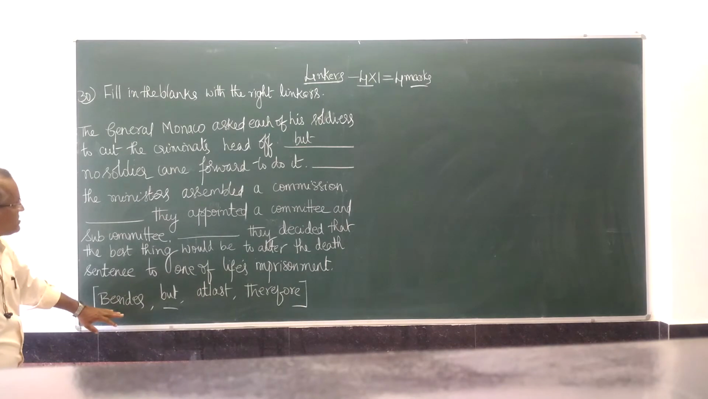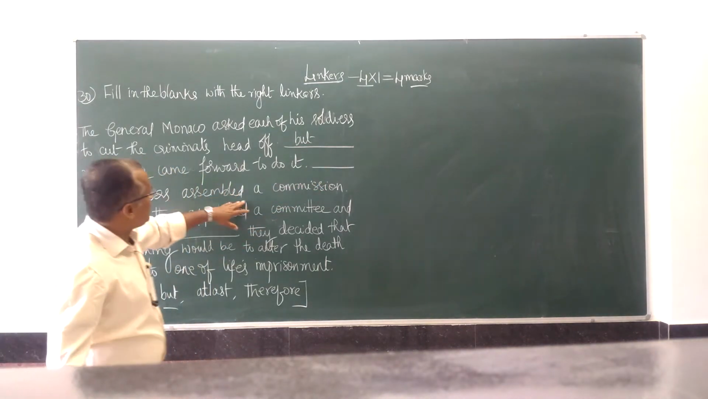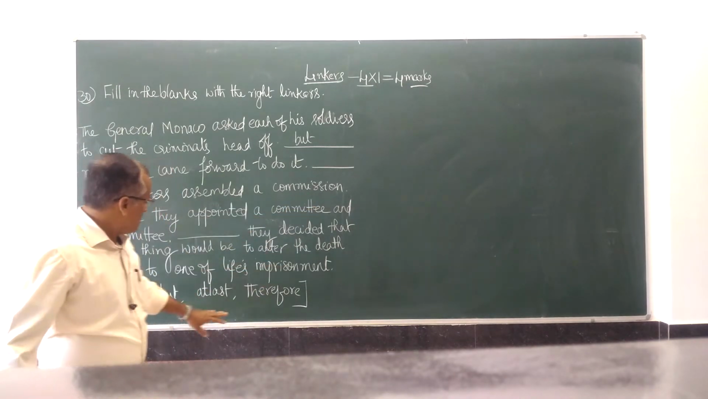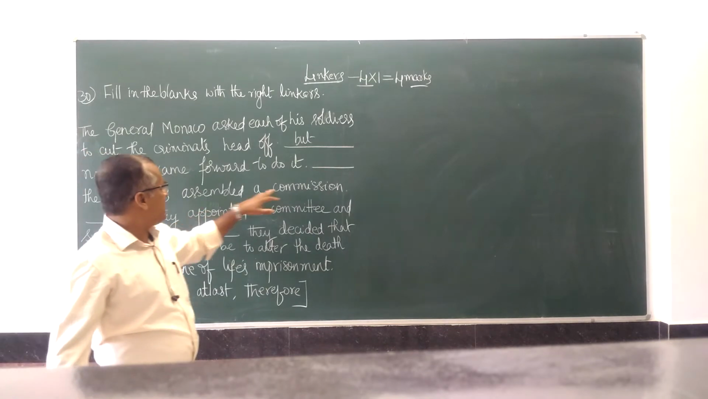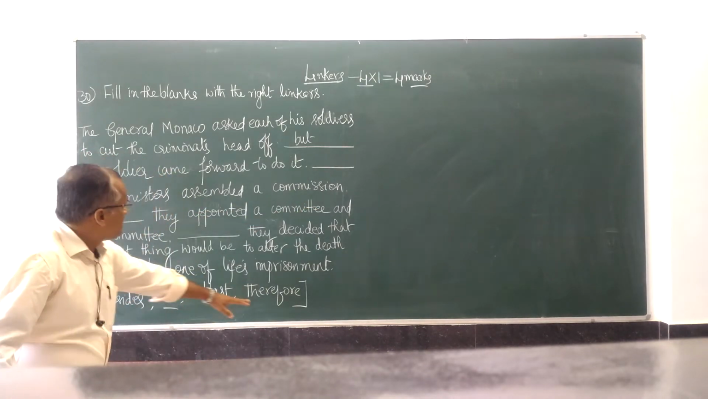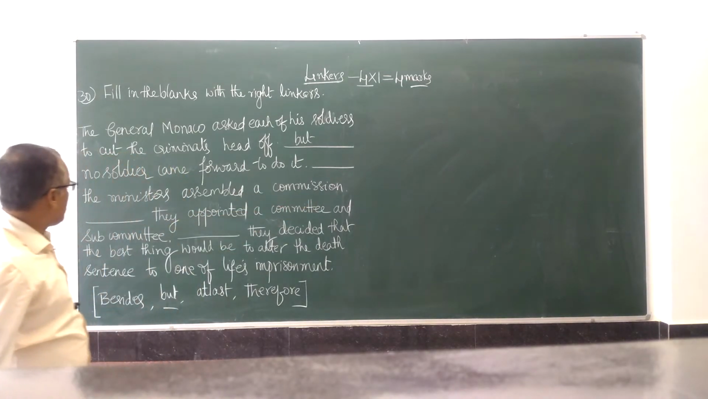If you use "besides," will it go? Besides, the ministers assembled a commission. Let us try with the second one. At last, the ministers assembled a commission. Therefore, the ministers assembled a commission. Which will go with that?